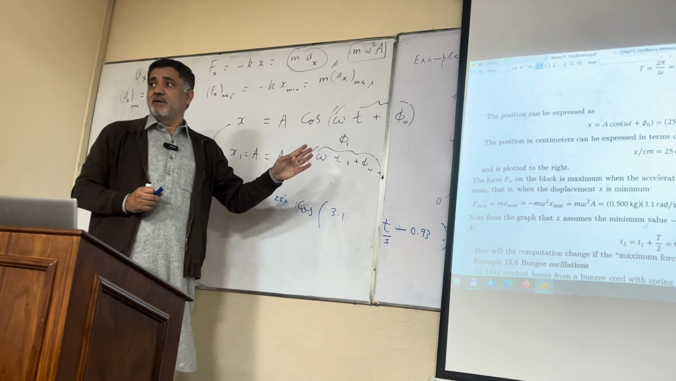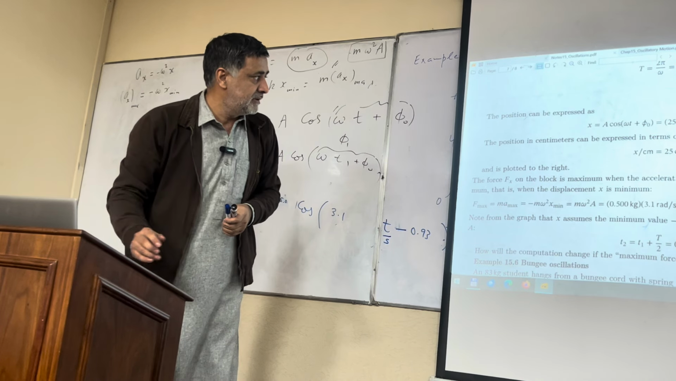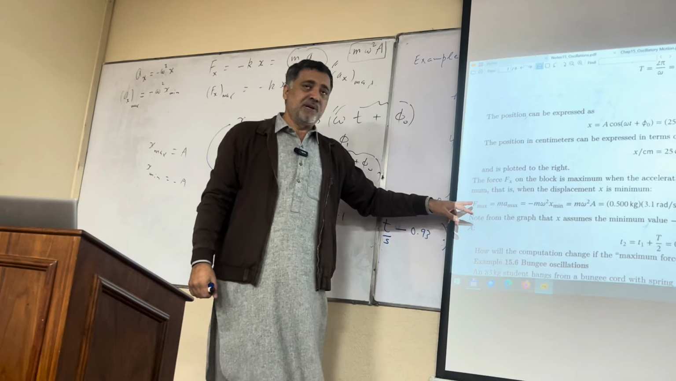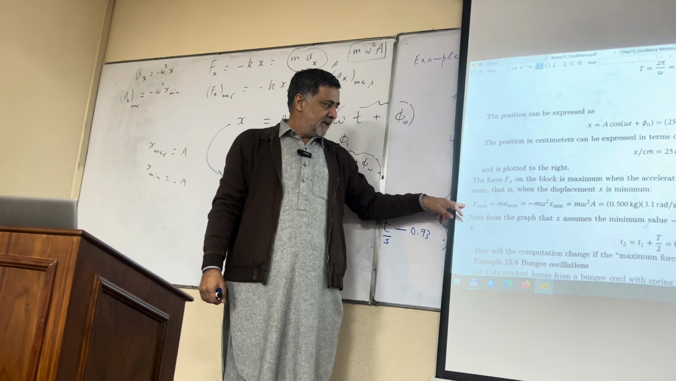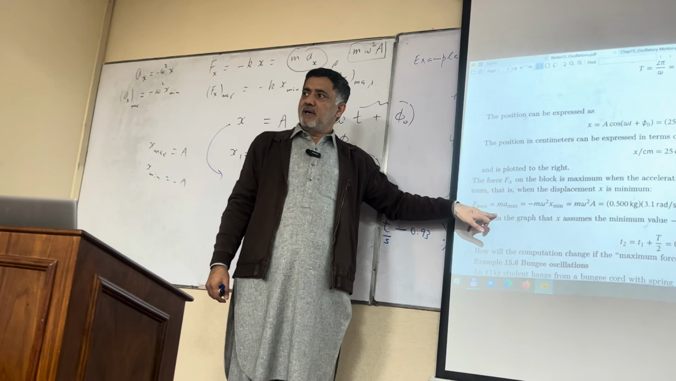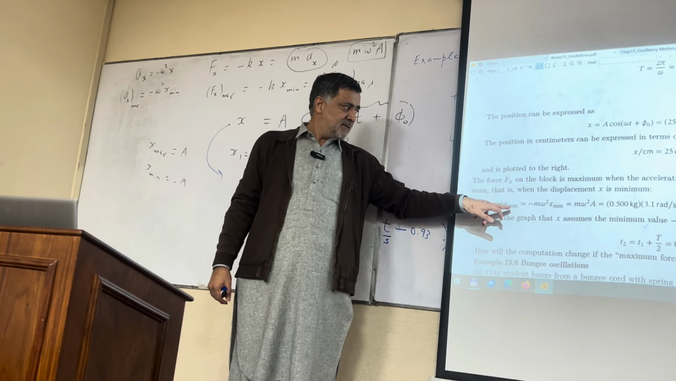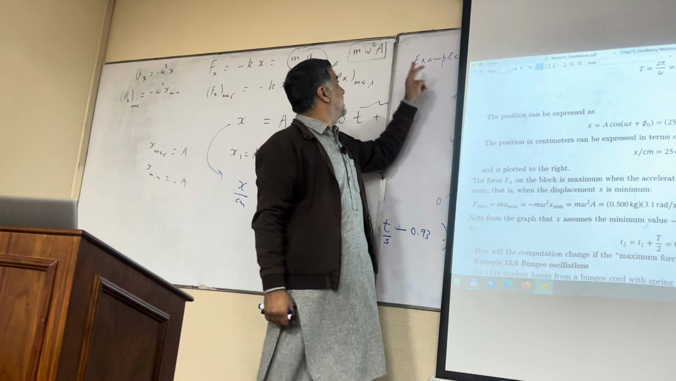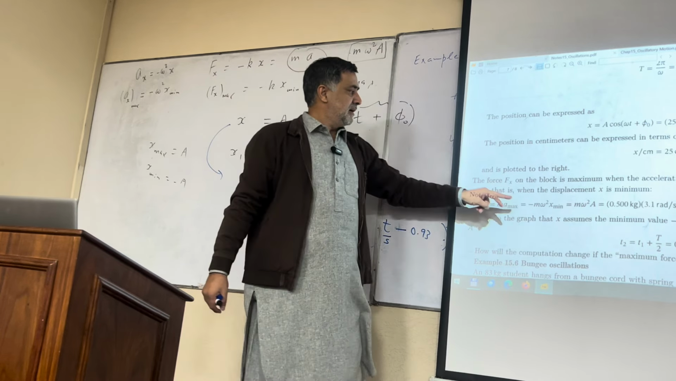We know omega. So now I'm just showing you that value, right? Now pay attention to this equation carefully. F max, you can write x here as well, is m ax max, and that is minus omega squared x min, and that is plus m omega squared a. And now I have to plug in all the values.